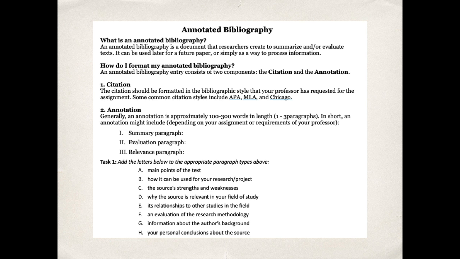Okay, so as the description says, an annotated bibliography is simply a document that researchers use to summarize one particular source that they've been reading. Okay, that's basically all it is. If you take a master's course, this is probably one of the first assignments that your professors will give you.